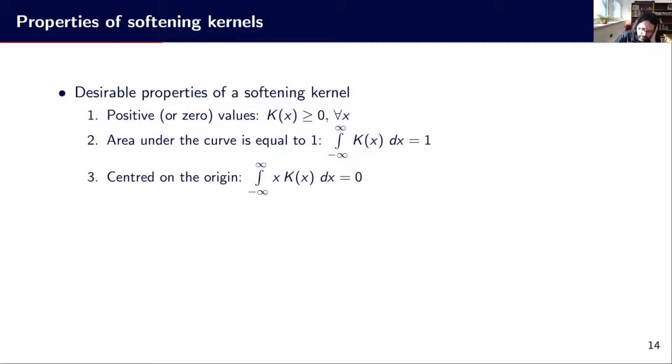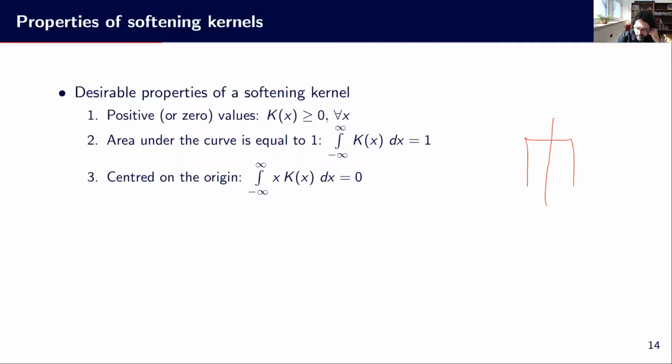It also needs to be centered on the origin. So basically, when we are integrating, we are looking at the average, the expectation. When we integrate x times k(x) from minus infinity to plus infinity, that should be equal to 0. That allows us to have a kernel that is centered on 0.